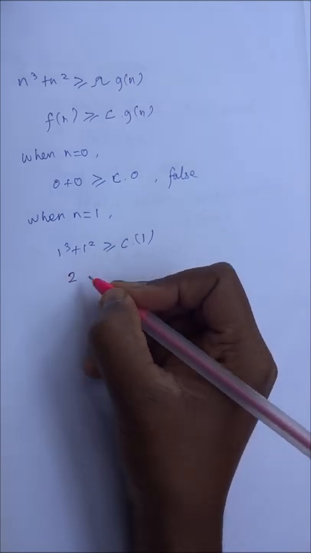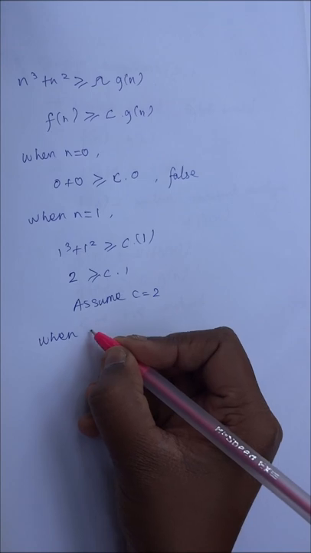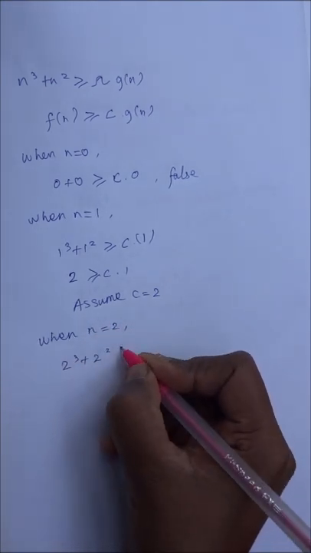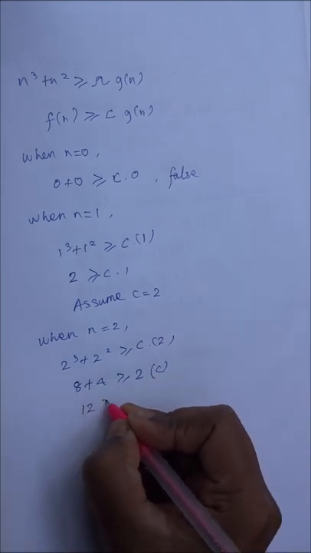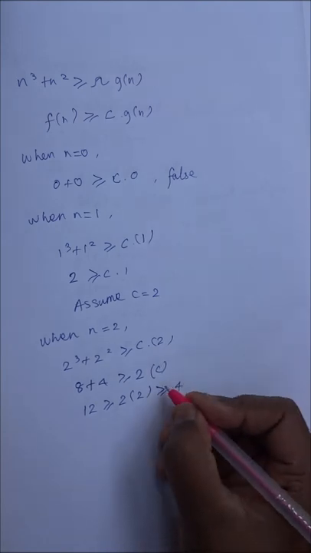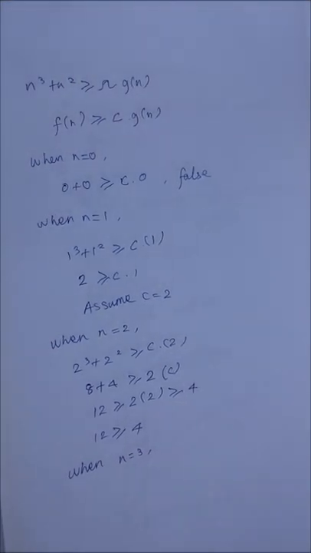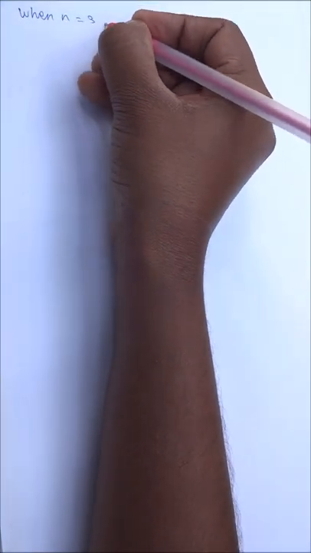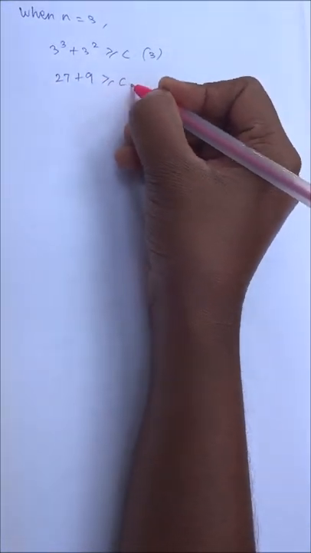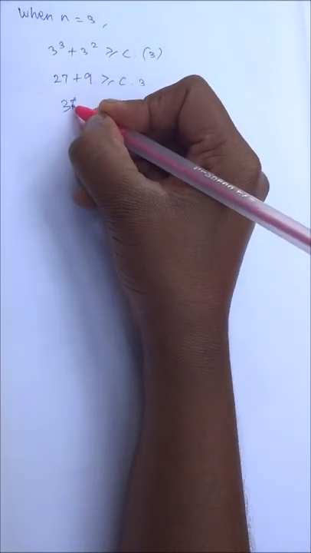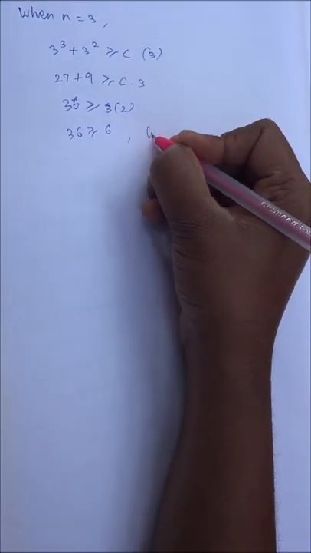Thus 2 greater than or equal to c into 1. So assume c is equal to 2. When n is equal to 2, 2 cube plus 2 square greater than or equal to c into 2. 8 plus 4 greater than or equal to 2 into 2. 12 greater than or equal to 4. When n is equal to 3, n cube plus n square greater than or equal to c into 3. 27 plus 9 greater than or equal to c into 3. 36 greater than or equal to 3 into 2, which is 6. Therefore, the condition is true.